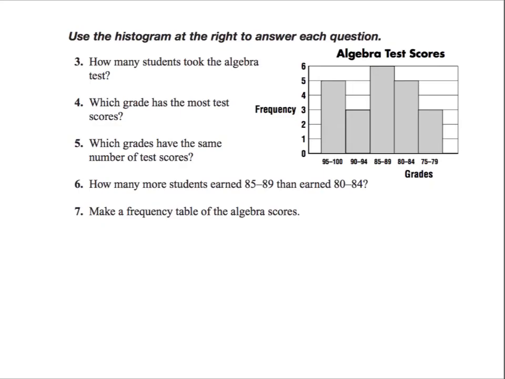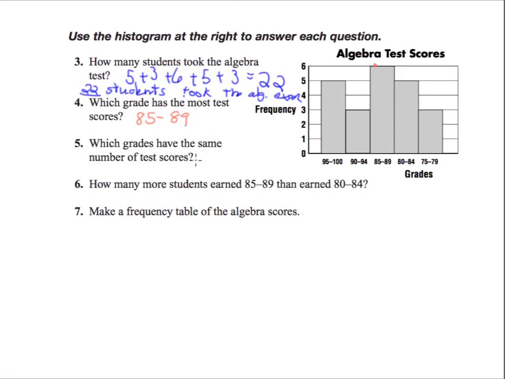Okay, so you're given the histogram and asked to answer some questions. So let's look at this one. We're given this histogram. How many students took the algebra test? I'm just going to count up the frequency from each column and add those together, and I end up with 22 students. So 22 students took the algebra test. Which grades have the most test scores? That's the one with the largest frequency, so that would be the highest bar. So test scores from 85 to 89.